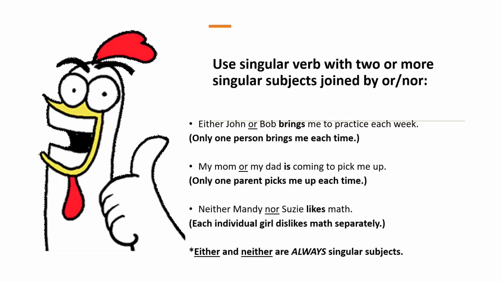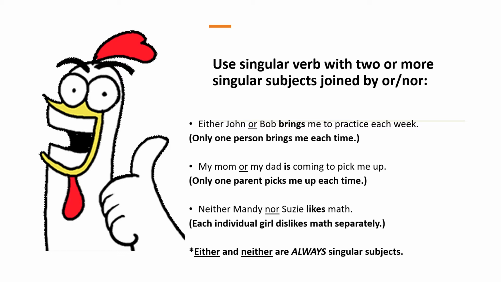So use singular verbs when you have two or more singular subjects joined by or or nor. For example, either John or Bob brings me to practice each week. Only one person brings me to practice. One person. It's either John or Bob. They're separate, individual people, okay? Only one does the job. My mom or my dad is coming to pick me up. Only one parent picks me up each time.